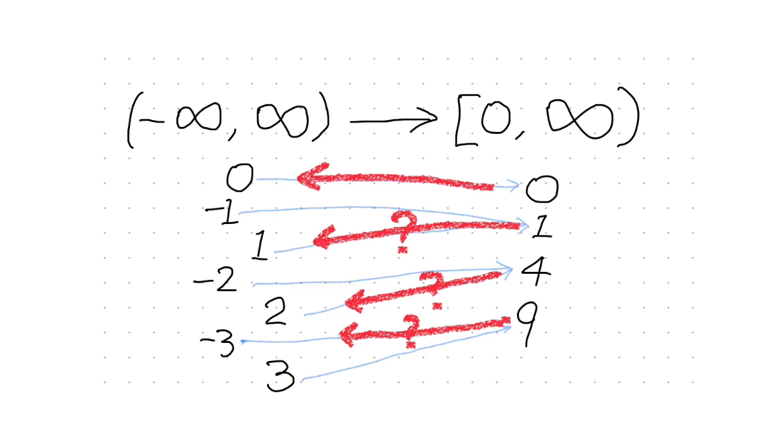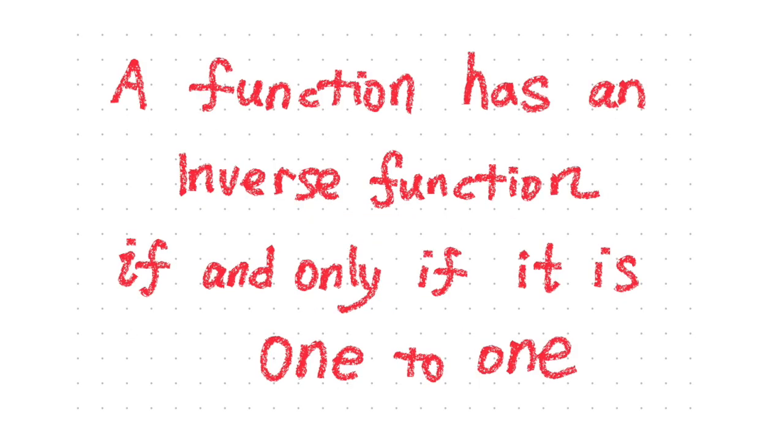Our example here, negative 3 and 3 are both mapped to 9, and we are trying to reverse the arrow. We don't know which number, negative 3 or 3, 9 should be mapped back to. So x squared does not have an inverse function, because for most of the numbers in the domain, they are mapped 2 to 1 into the range, not 1 to 1. In conclusion, a function has an inverse function if and only if it is 1 to 1.